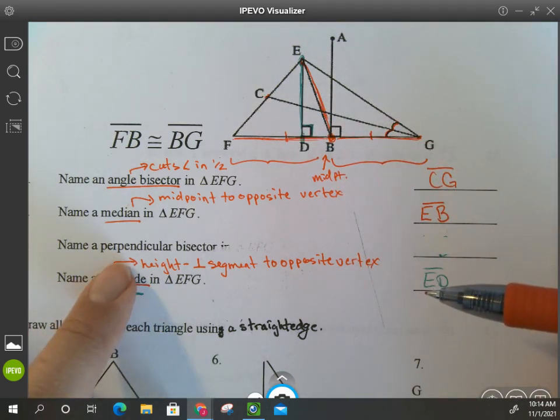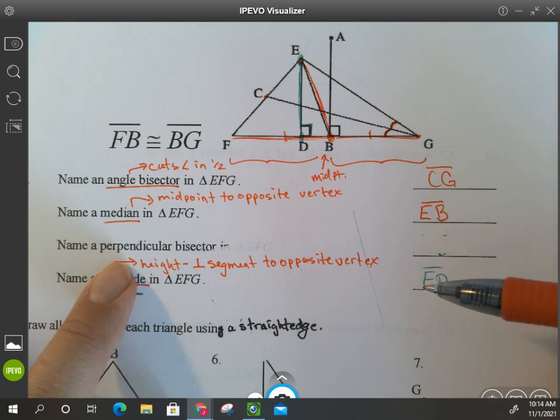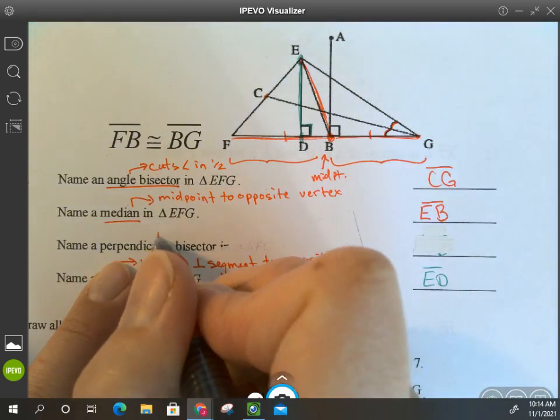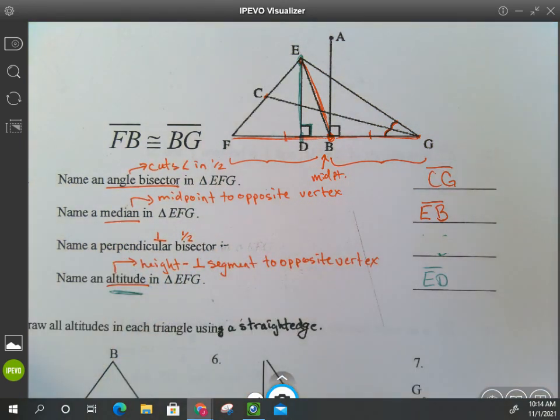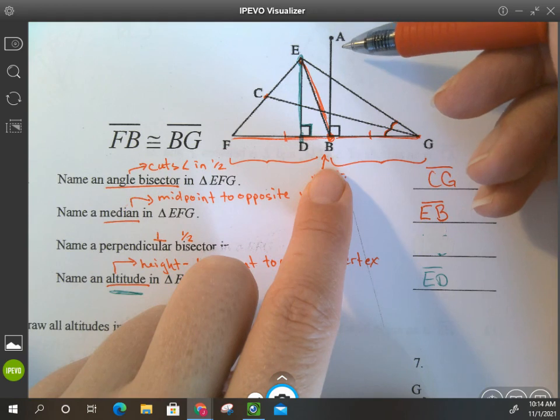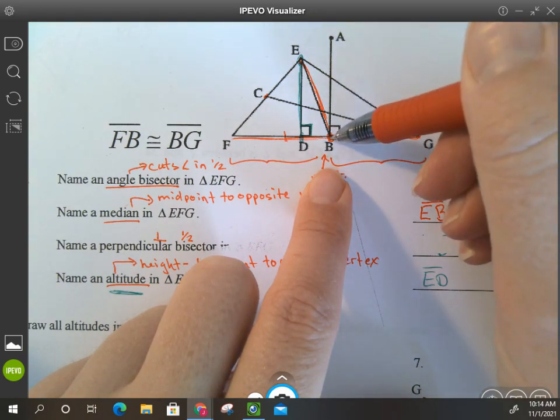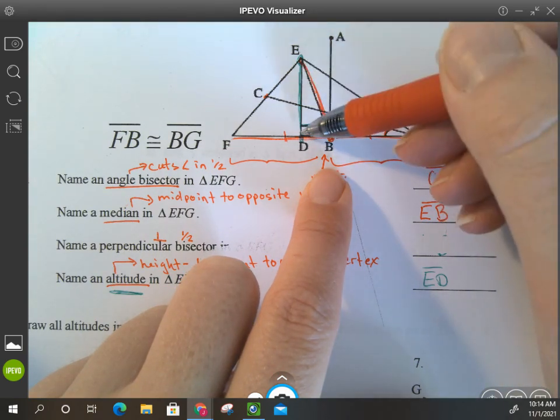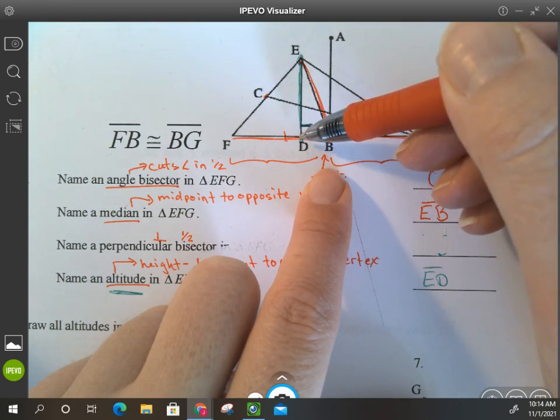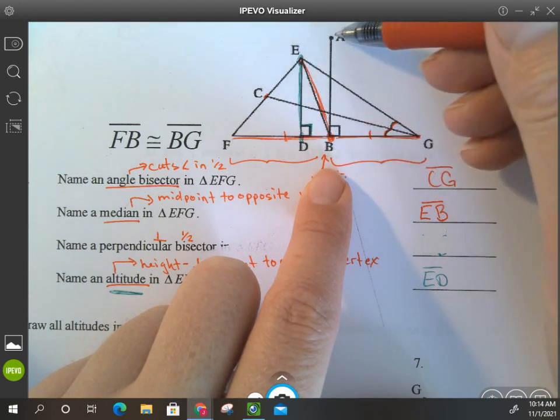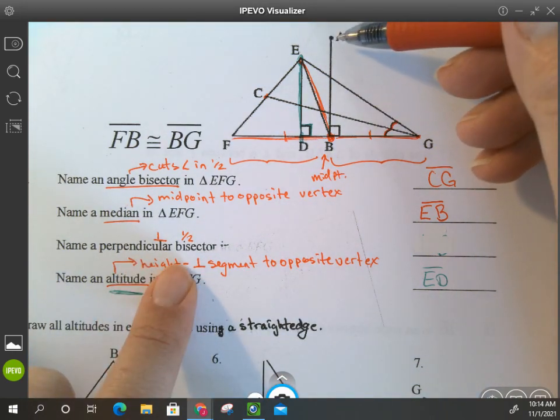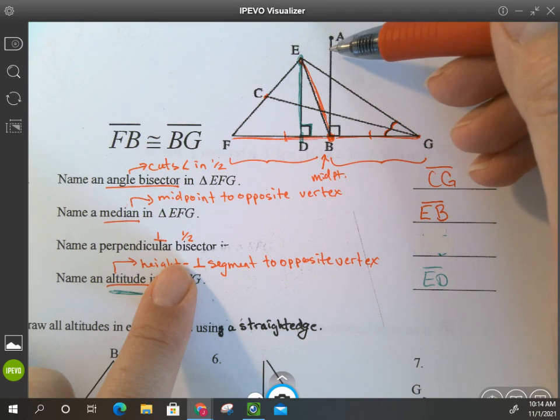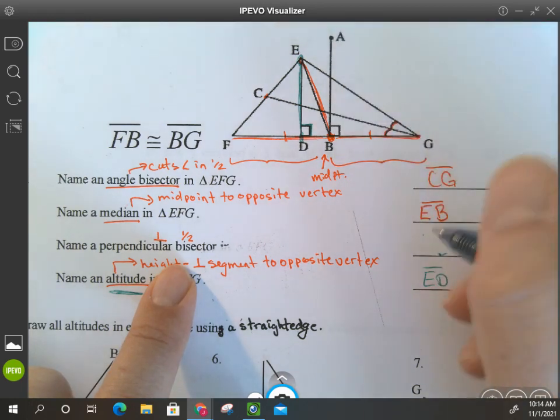All right, and the last one is a perpendicular bisector. Perpendicular means 90 degrees, bisector means cuts it in half. So that's where this line AB comes into play. Do you see the 90-degree angle and it hits the midpoint? So ED is just an altitude. It's just perpendicular, but this is perpendicular and it cuts it in half. So that's a little bit different. A perpendicular bisector can be anywhere. It doesn't have to go to a vertex. So AB is your perpendicular bisector.